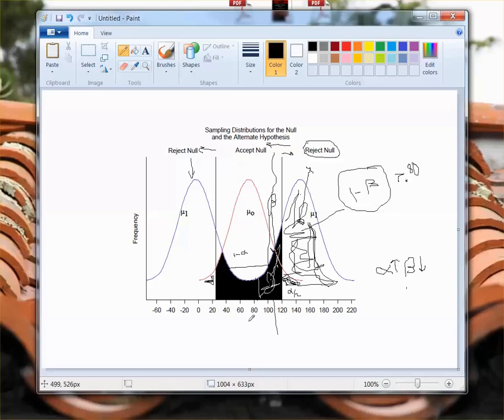In the next video, we're going to talk about ways to increase this power area, and how we can do that, because in fact that's the correct decision we want to make. We're doing our studies to find a difference, and we want to maximize the probability of finding those differences when they truly exist.